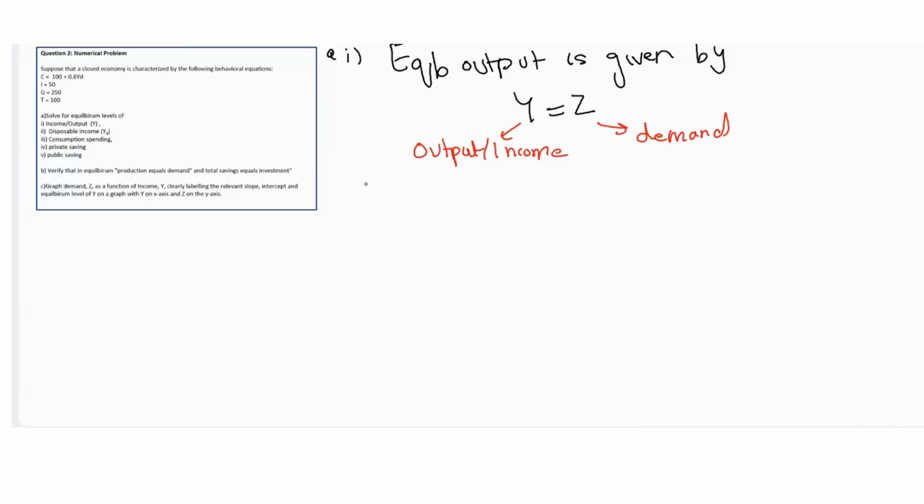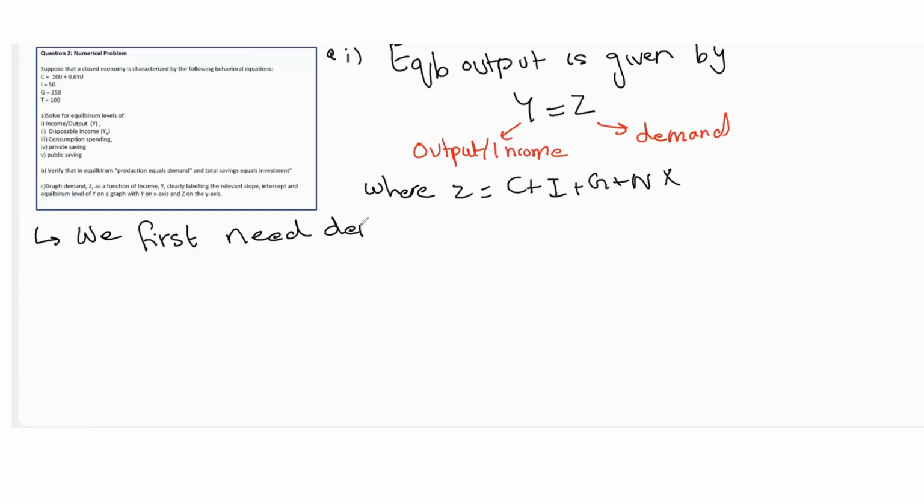We know demand Z is made up of C plus I plus G plus NX. So the idea is that we first need the demand function Z, because once you have it, we can equate it to output or income and solve for Y, the equilibrium value. So we first need the demand function Z.